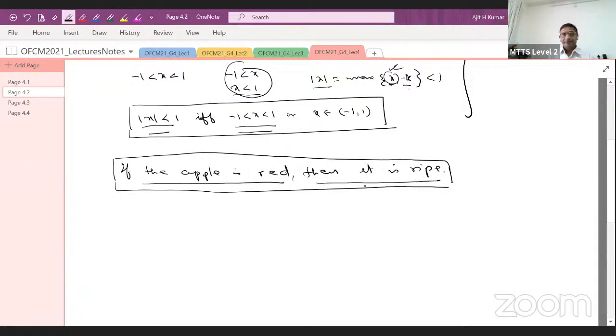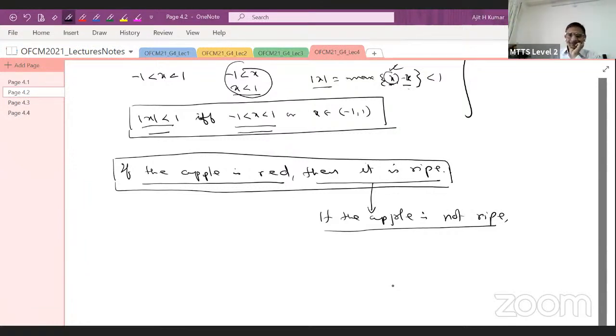For example, just now we did, if mod x is less than 1, then what we concluded? X lies strictly between -1 and 1. Now suppose this is not true, if the apple is not right, then what can you conclude? Can we conclude something?